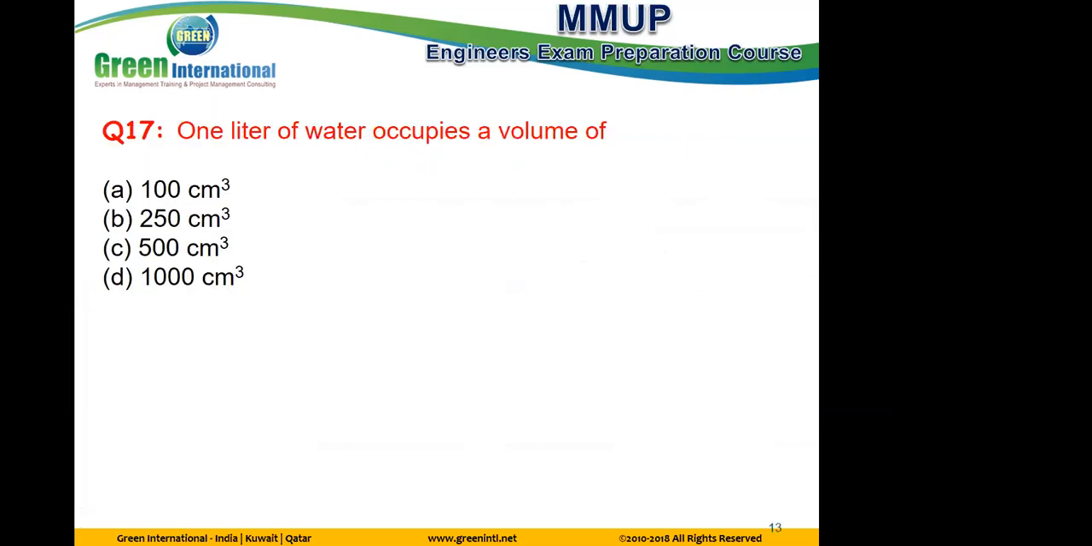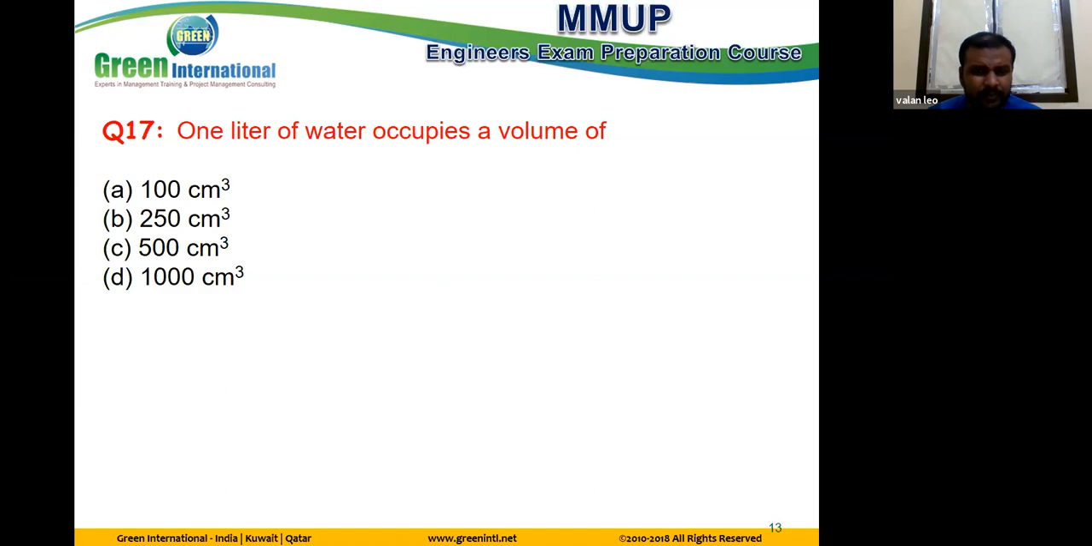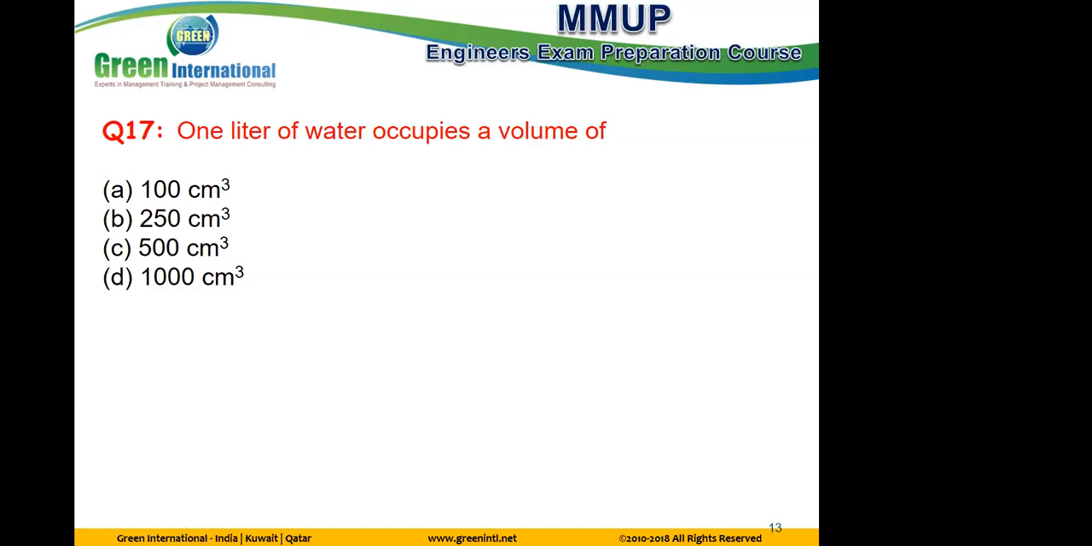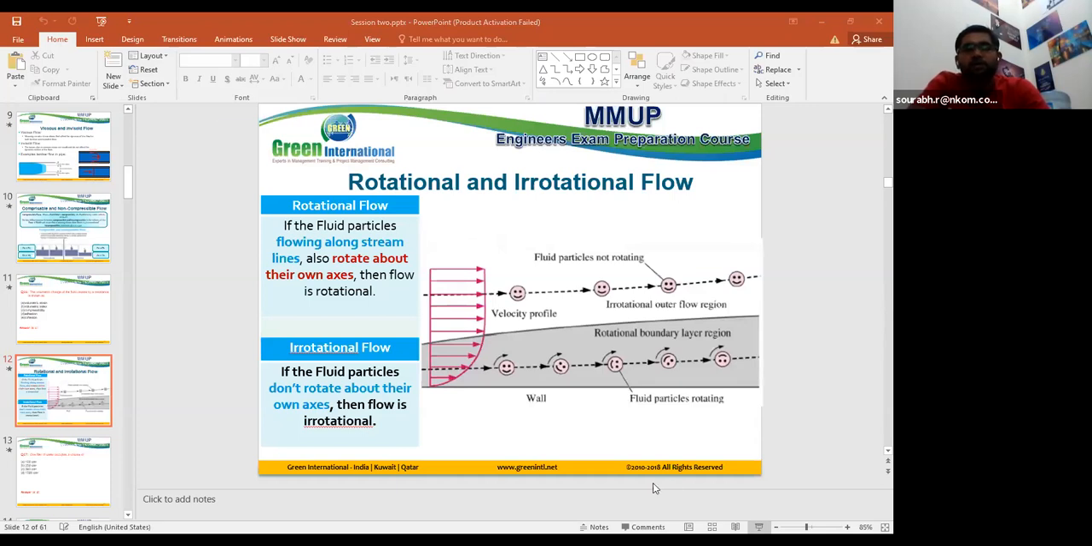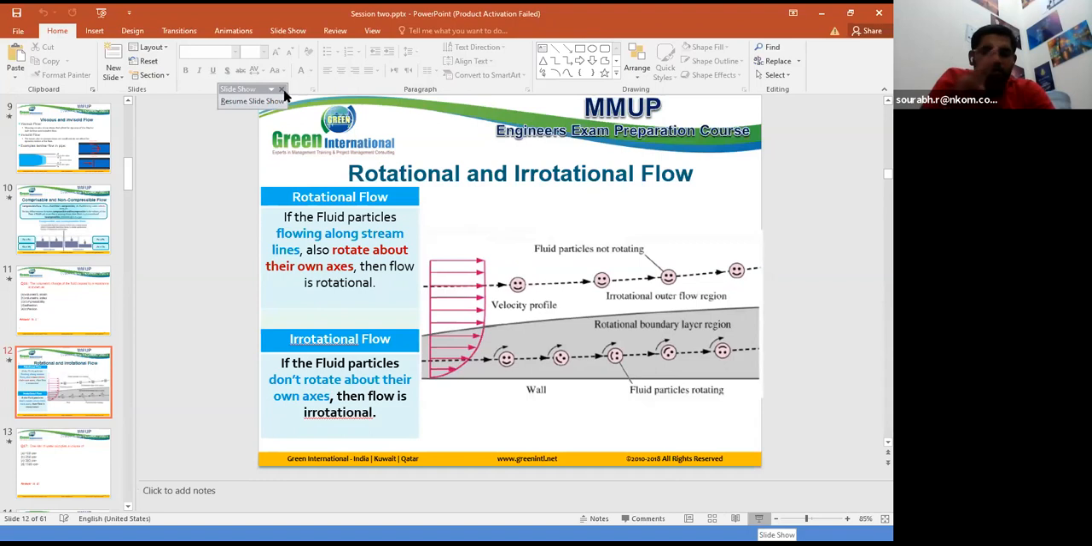One liter of water occupies a volume of 1000 centimeter cube. Answer? 1000 centimeter cube occupies a volume of 1 liter. Answer? 1 liter. 1000 centimeter cube.